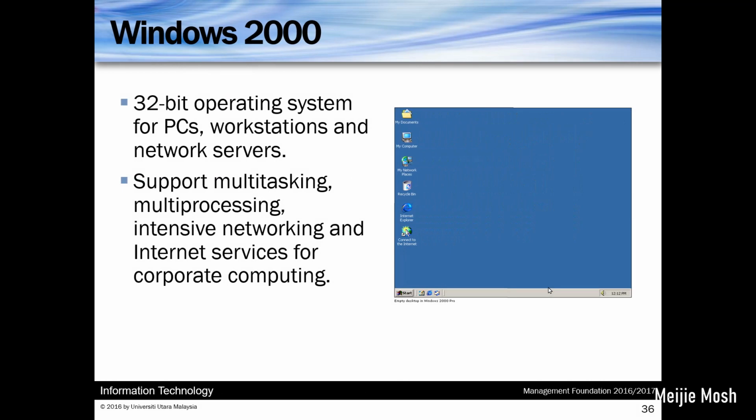Windows 2000 is a major release of the Windows New Technology operating system developed by Microsoft and oriented toward businesses. Windows 2000 is a 32-bit operating system for personal computers, workstations, as well as network servers. Four editions of Windows 2000 were released: Professional, Server Edition, Advanced Server, and Data Center Server. Windows 2000 supports multitasking, multi-processing, intensive networking, and internet services for corporate computing.